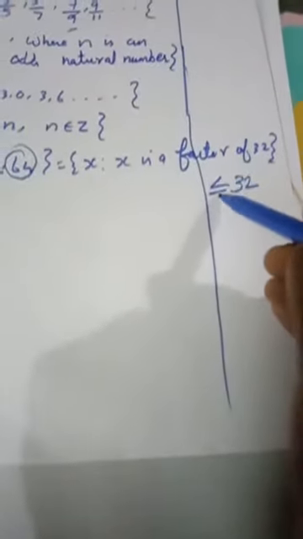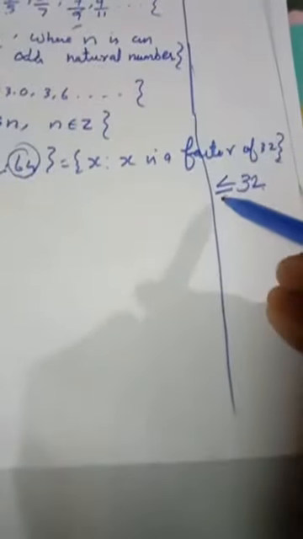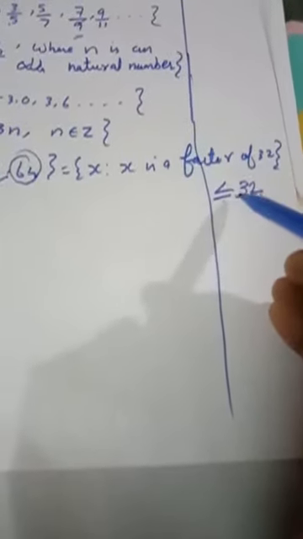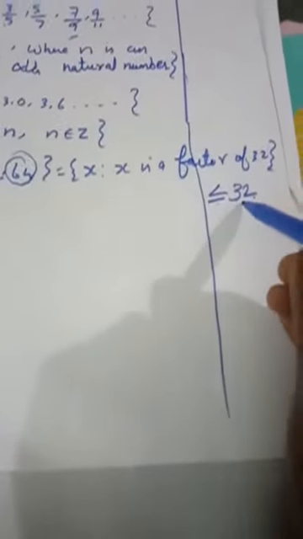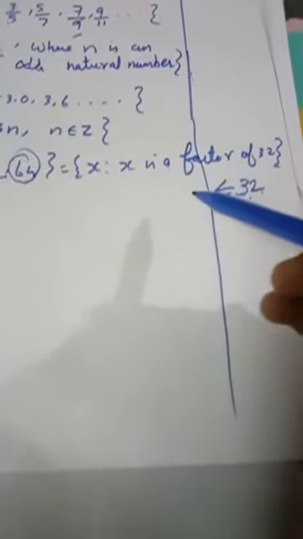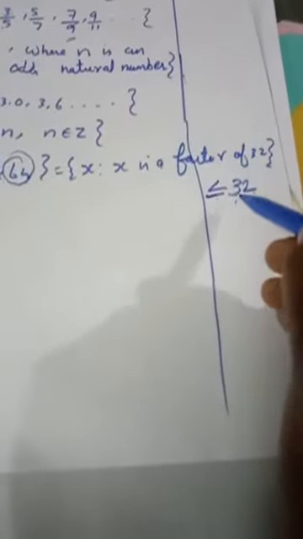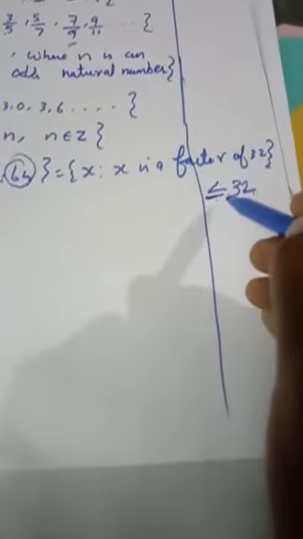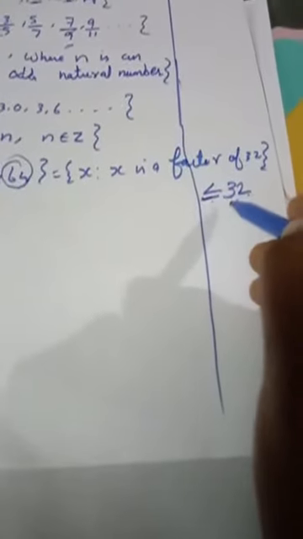Factors are always less than or equal to 32, as we learned in the properties of factors. 1 is a factor of every number and the given number is a factor of itself. So 32 is a factor of 32. The largest factor of 32 is 32. It does not exceed the value 32. A factor is always less than or equal to 32.